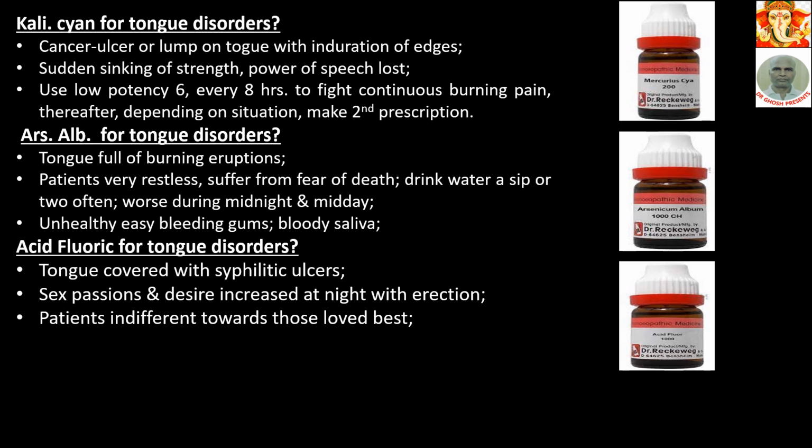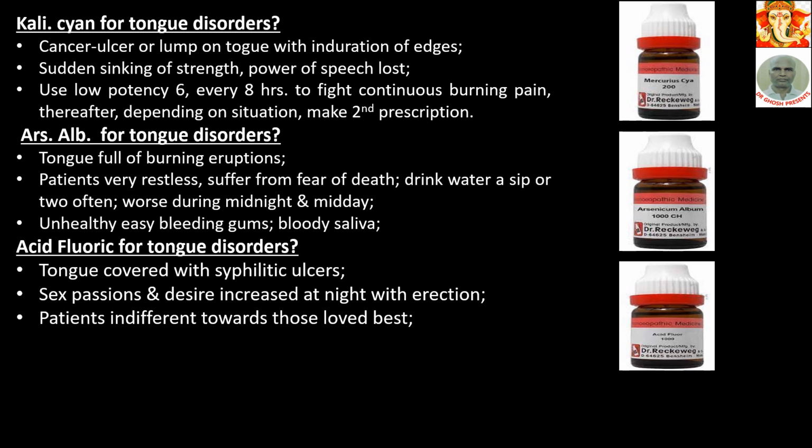Now we are taking remedies. Calisanitis for tongue disorders. Cancer, ulcer or lump on the tongue with induration of ages. Sudden sinking of strength, power of speech lost. Use low potency 6 every 8 hours to fight continuous burning pain. That is in the acute stage. Thereafter, depending on the situation, make a second prescription. That is, the next medicine will come depending on the situation.